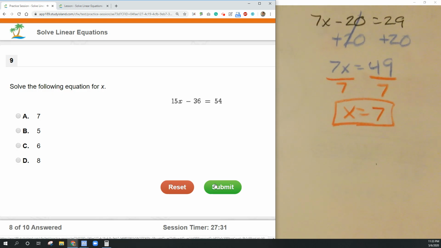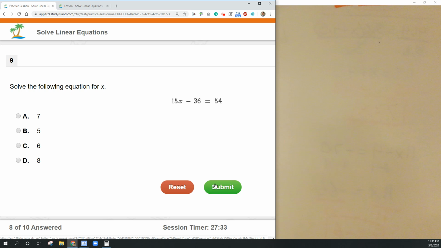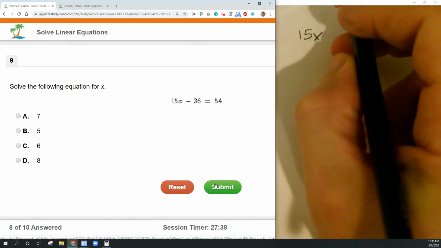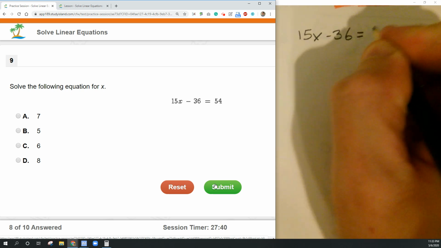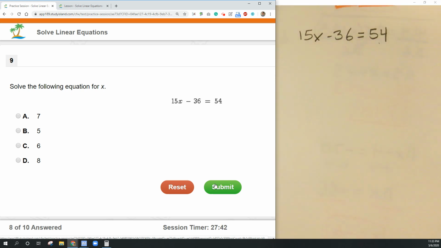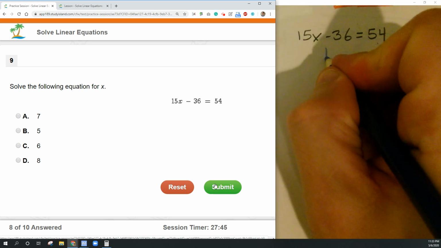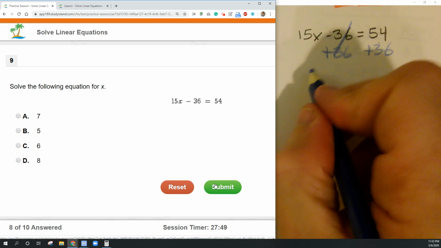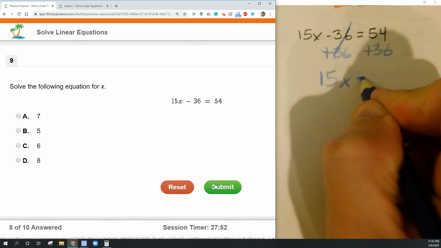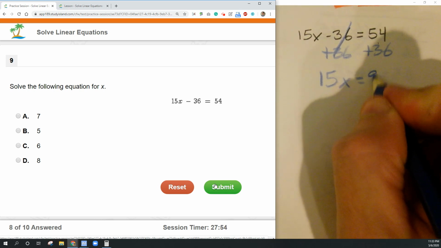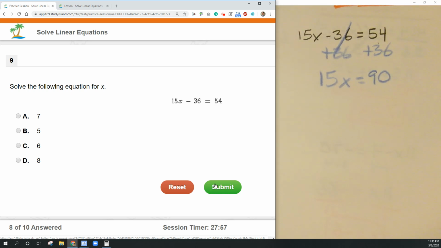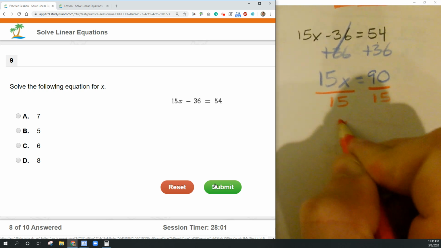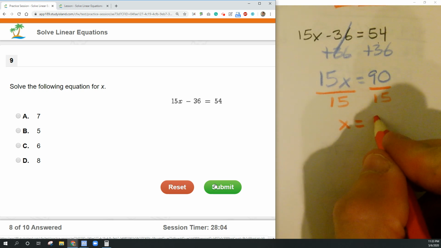Another one, 15x minus 36 equals 54. Plus 36, plus 36. Got to do it to both sides. That leaves me with 15 times x equals 54 plus 36 is 90. Go ahead and divide both sides by 15. And x equals 6.